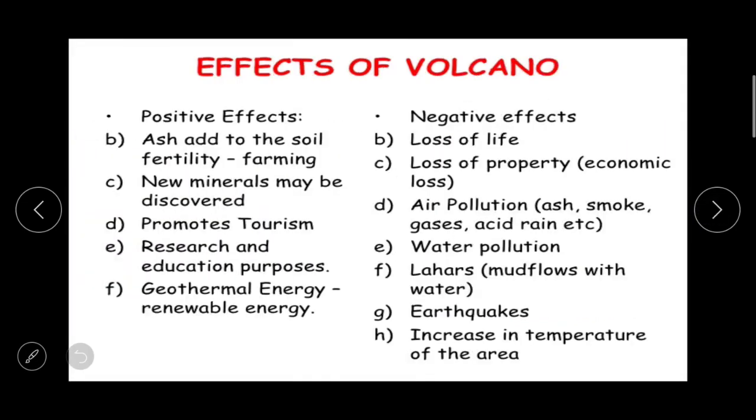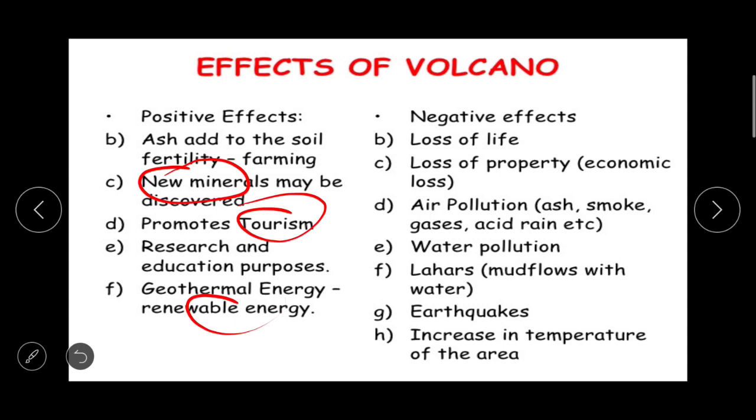Effects of volcano. If we talk about the positive effects, which are not given in our textbook, ash adds to the soil fertility and farming, new minerals may be discovered, promotes tourism, research and education purposes, and geothermal energy or renewable energy. And the negative: loss of life and property, air pollution because of dust, smoke, ash, gases, water vapor which remain in the atmosphere for a long time, and this may create imbalance in the environment.